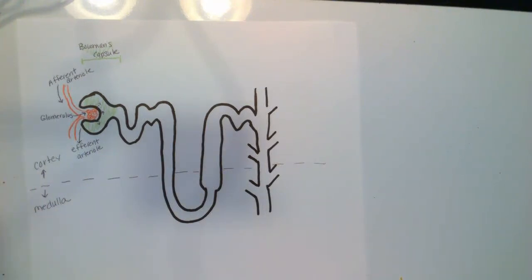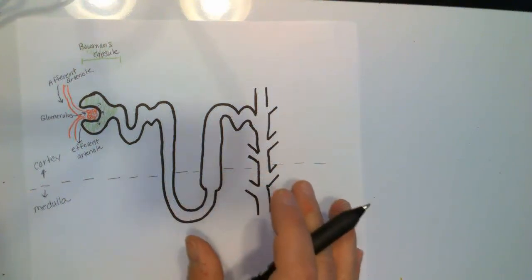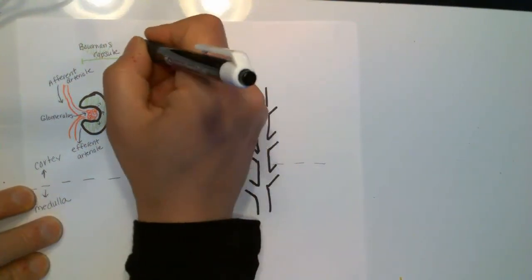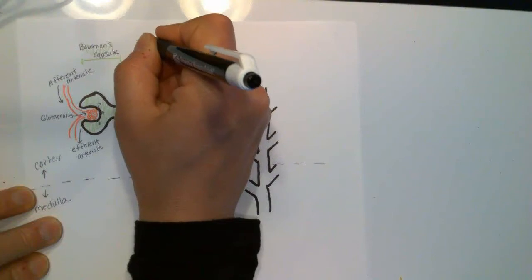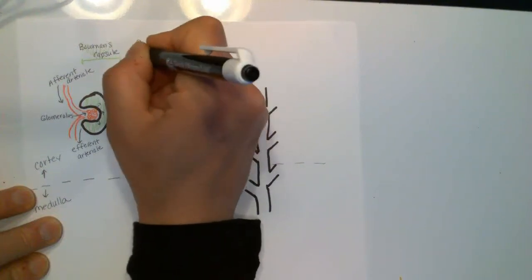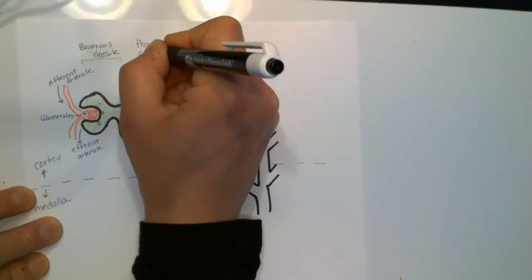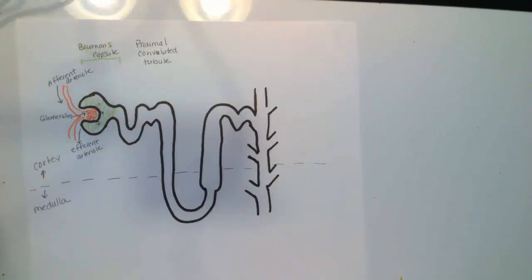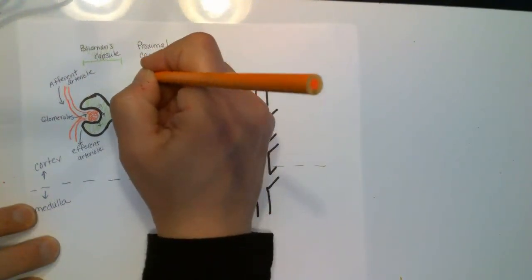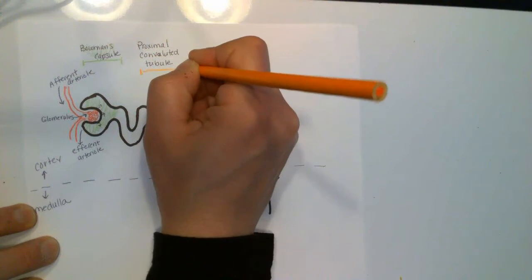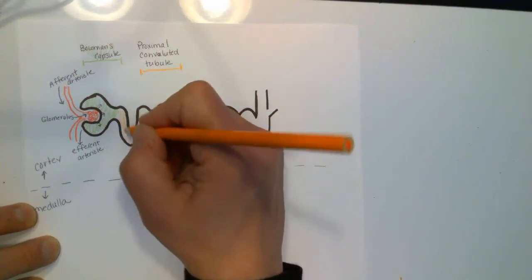The next section is going to be called the proximal convoluted tubule. And convoluted just means that it's twisted. So the proximal convoluted tubule is this twisty section that's going to be right here. Okay, so I'm going to color this orangish.